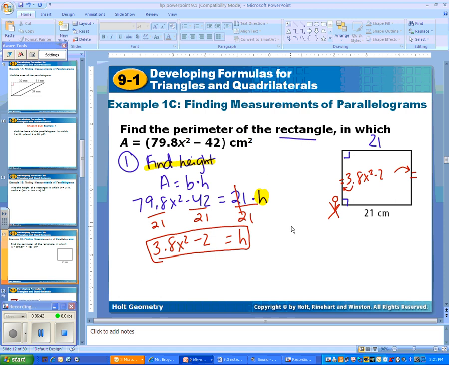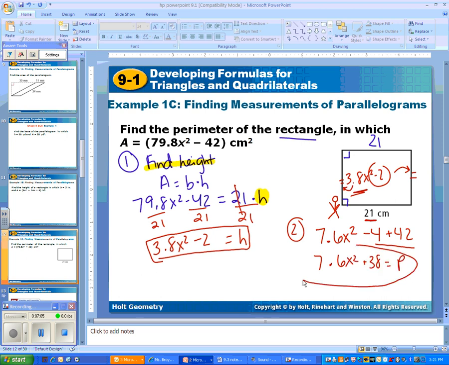So what we're going to have to do is combine like terms. 3.8x squared plus 3.8x squared is 7.6x squared. That negative 2 plus a negative 2 is negative 4. 21 plus 21 is 42. And again, we can simplify even more. This negative 4 plus 42 turns out to be 38. And so this is your perimeter, and that is what they were asking us for. We went back, we read our question one more time, we're done.